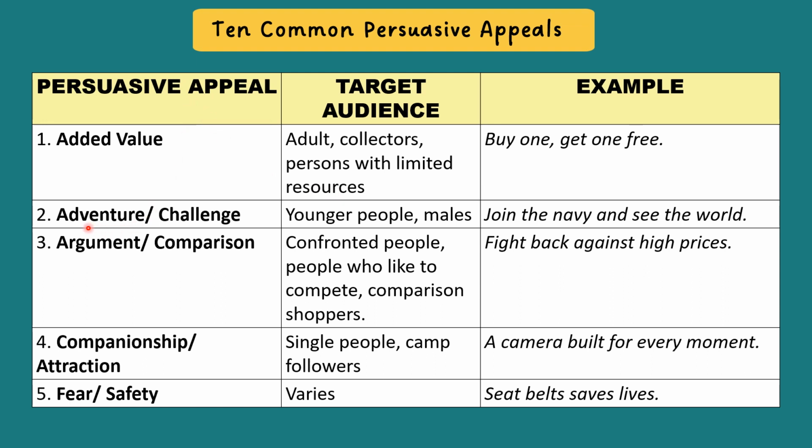Another persuasive appeal is adventure or challenge. So, who is the target audience of this adventure or challenge? Younger people, the males. Example, join the Navy and see the world. So, the appeal here is adventure or challenge. The target is younger people, because they are still adventurous.